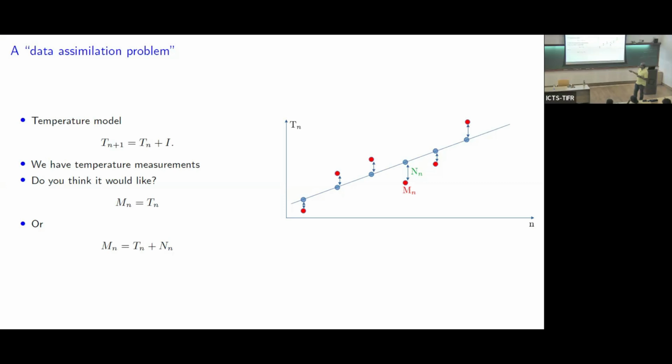Suppose MNs were TNs themselves, how do I find I? Tn plus 1 is Tn plus I, so I is Tn plus 1 minus Tn. You just subtract two successive temperature readings. If Mn is not Tn, then again this looks like a reasonable thing to do, but maybe you have to do something more to get I.